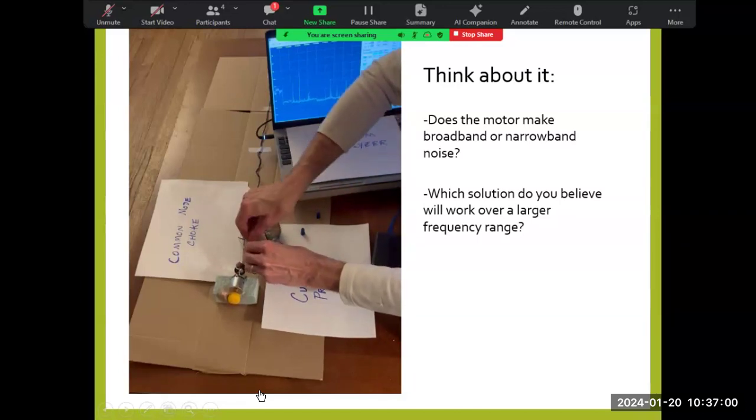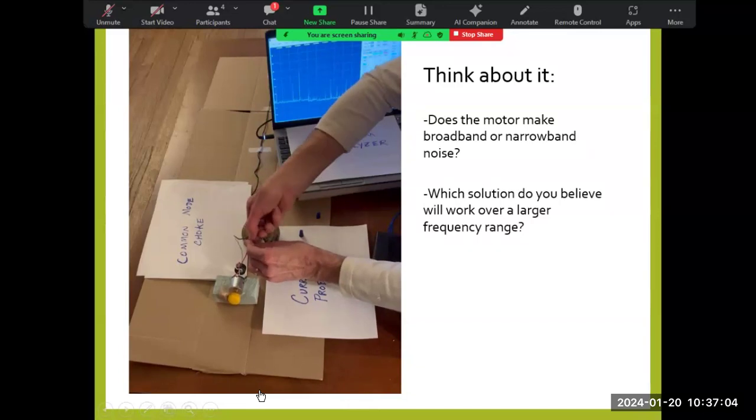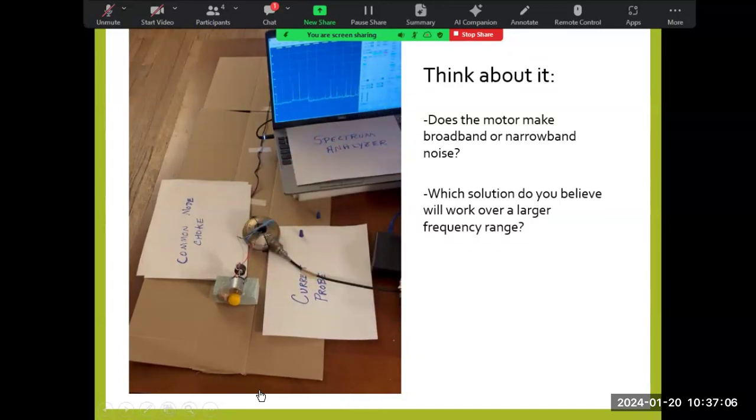Okay, there it is, running again. Now look at the screen. Is it good? Yep, it's good. So both solutions worked, right?